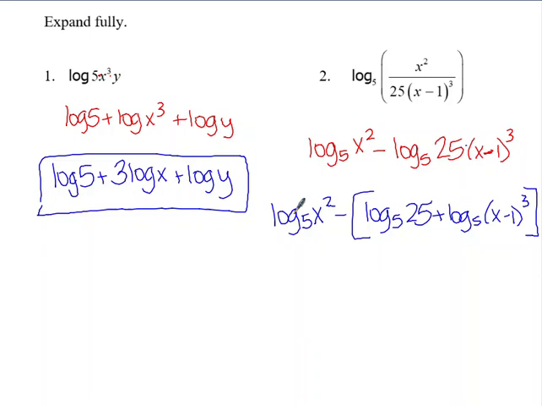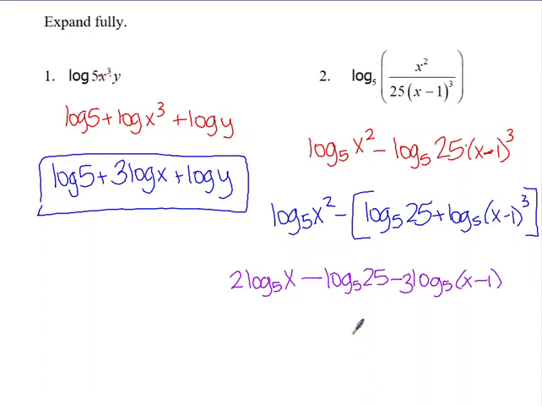Now, we can deal with these exponents and use our power property to have 2 times log base 5 of x, and I'm going to go ahead and distribute this negative, minus log base 5 of 25 minus 3 log base 5 of x minus 1.